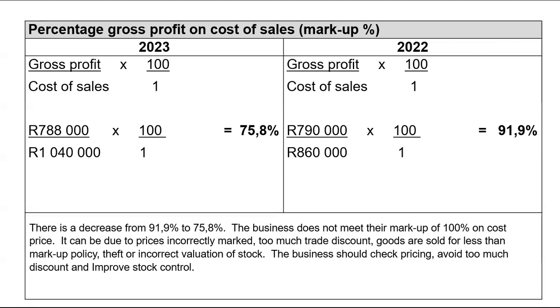Remember, I said you mention the increase or decrease, you state what the problem is, and you mention what could be done better to improve the situation. Now, here you will simply say the business should check pricing, avoid too much discount, and improve stock control. And as I've said, they must be on the lookout in search of a good supplier that provides good quality goods at competitive prices. All right.